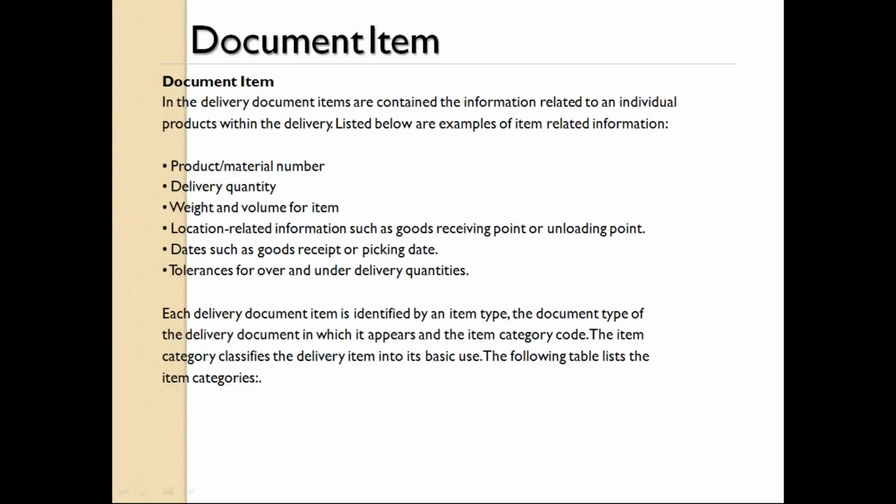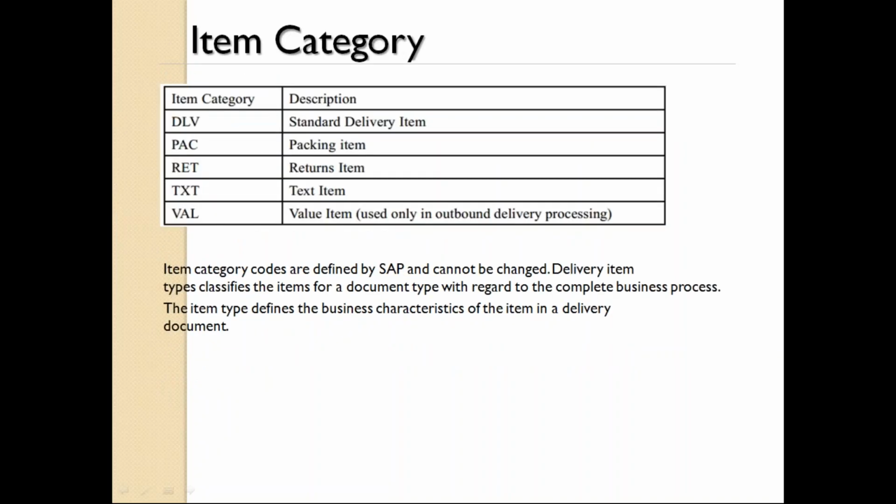So now what this item category means, as I said, these item categories are predefined by SAP, like document category, and we cannot change them. Basically, in the system you can see there are five: one is for standard delivery item, one is for packaging item, one is for return item, then for text item and value item.